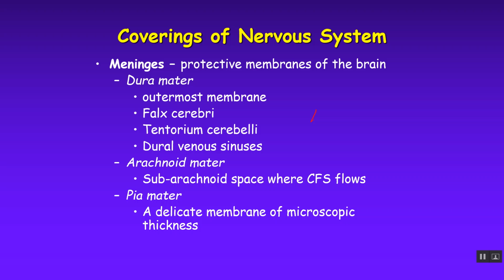If you go from inside to out, you'll see the P in pia, the A in arachnoid, and the D in dura say pad. It's the padding of the nervous system. If you just memorize from inside to outside, it goes pia, arachnoid, dura, pad, forms a pad for your nervous system.